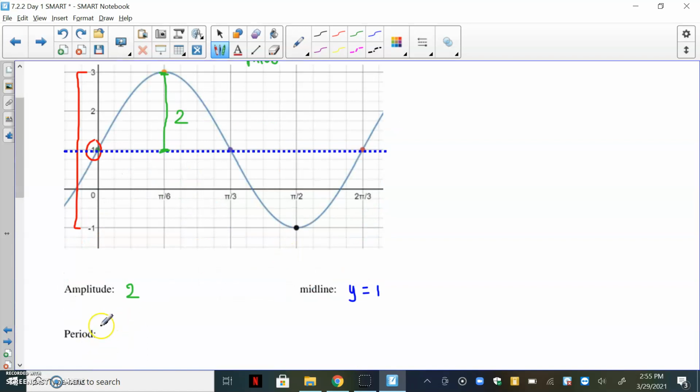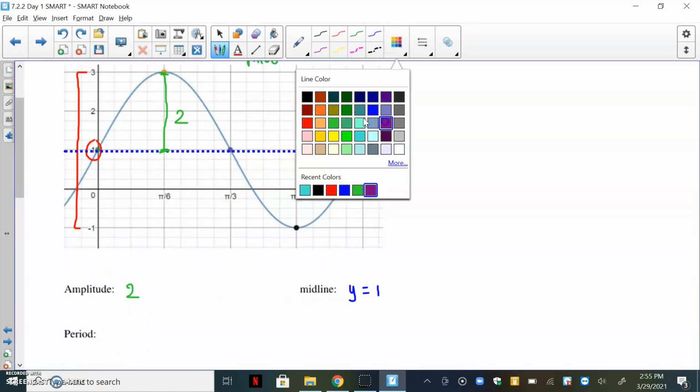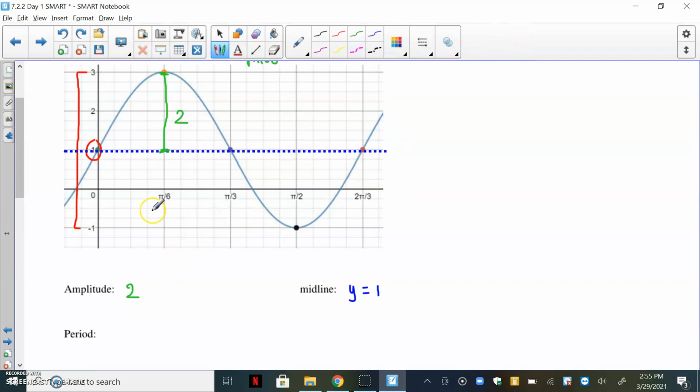Alright, and then my period, this is slightly different than the last two we did. We start at the beginning. We can go ahead and trace our graph. It's going to be a little ugly. And you keep going until you end up at the same height you started. So if I started at 1 here, I got to go until I come back to 1.